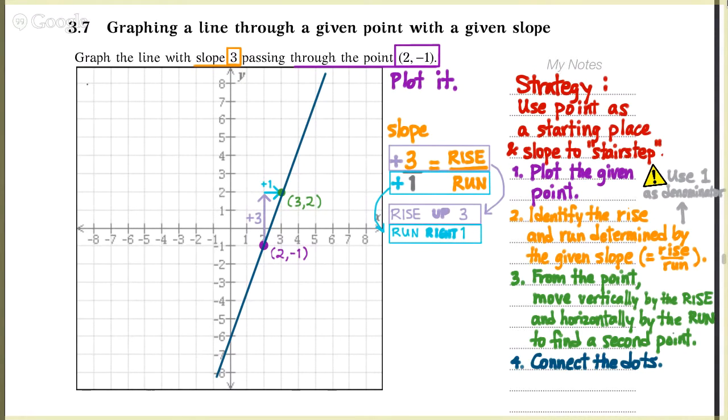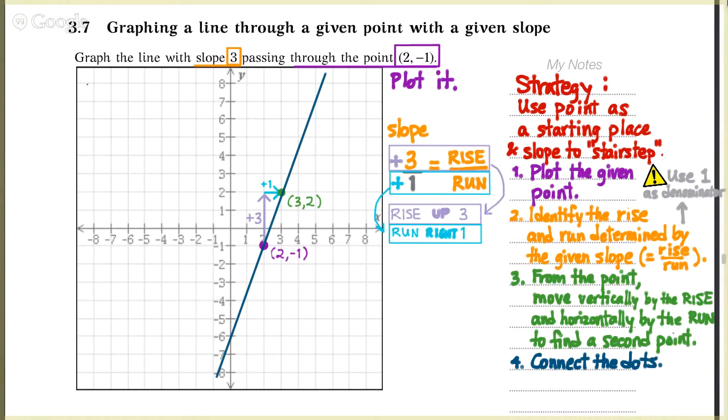So if we know a point and we know the slope of a line, then graphing it is a simple process of just starting out using that point. So sort of plant your feet at the point that you know. Then analyze your slope, take it apart, identify that slope as a ratio between a rise and a run. In this example, our slope was a whole number, so we had to think of the denominator of that fraction as being a 1, most convenient way to do it.